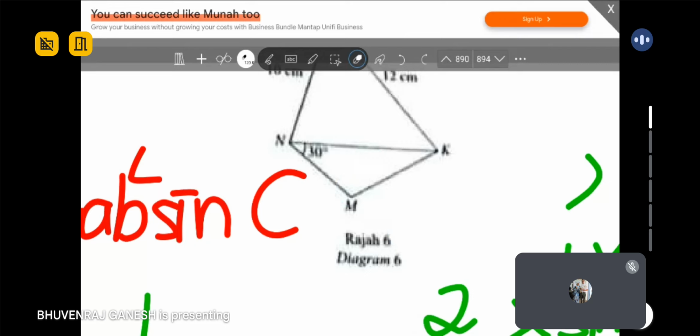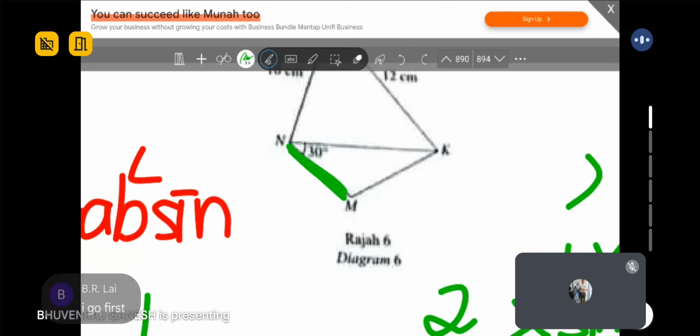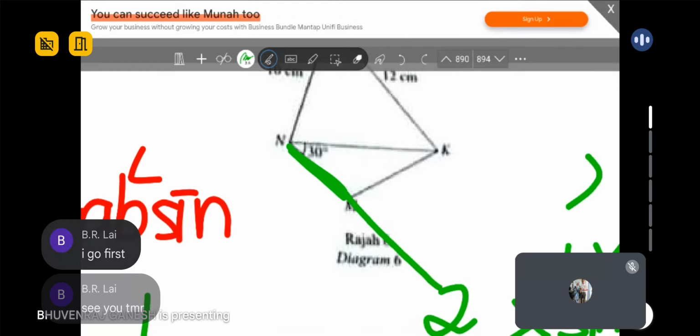Original diagram like this, right? Okay, first step. You identify which side you can move. Tengok bahagian mana boleh gerak. MN sahaja boleh gerak berdasarkan soalan. You can only move your MN. Okay. So now, saya boleh panjangkan yang ni.